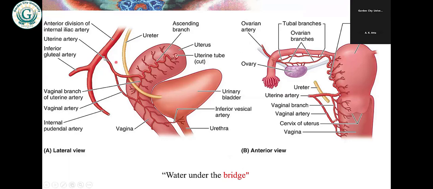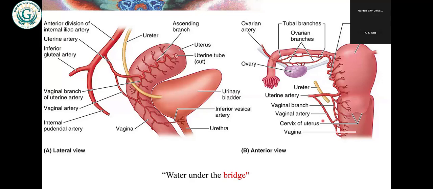Then this is the uterine artery, the artery to the uterus. You can see here that it gives branches to supply the vagina. It also gives branches to supply the uterine tube. Now, you should remember this relation when we look at the urinary system. We talk about it: water under the bridge. The uterine artery crosses the ureter.